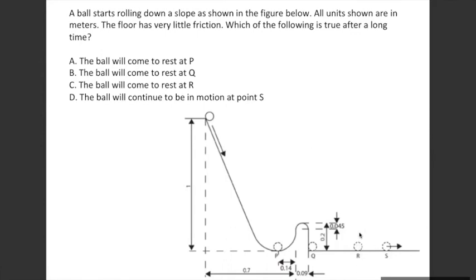Ma'am, I think it would be D option, because if the ball is jumping, then the ball will tend to continue only. So you're saying because the floor has very less friction, it will keep on continuing on the path S. That's what somebody else is saying. Okay. Anybody else?